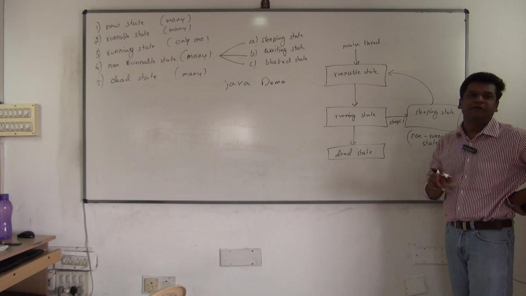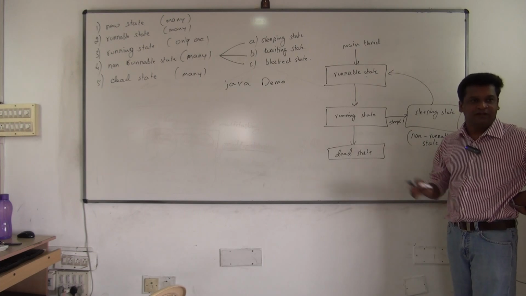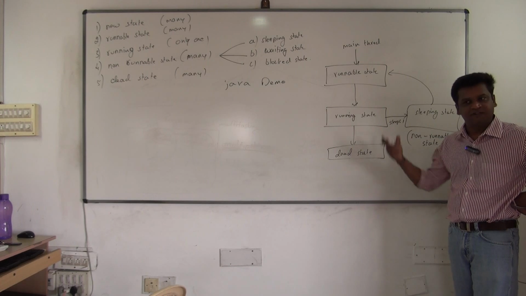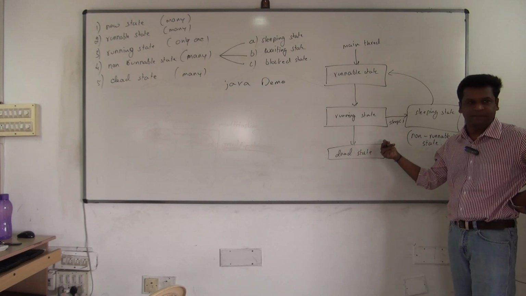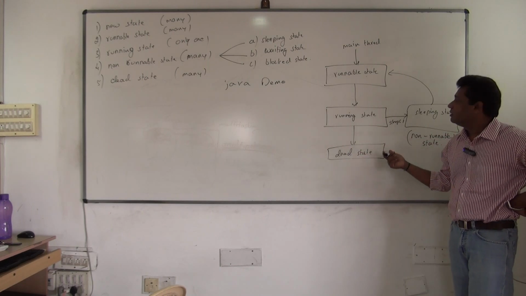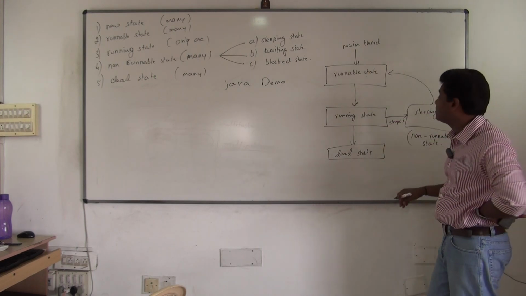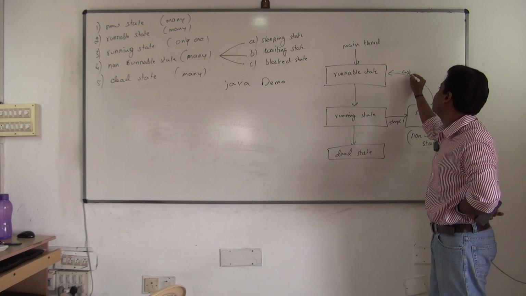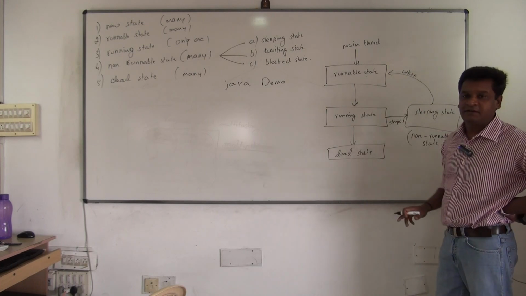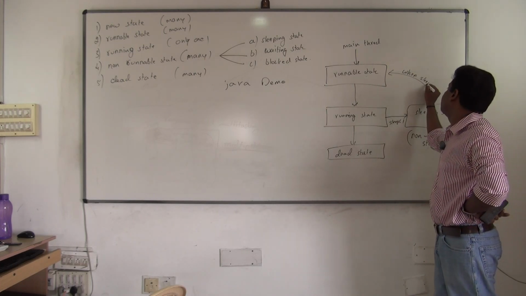So this diagram is very, very important for you to understand. This diagram will still increase more. The first diagram you saw, this is the second diagram. Understood? The next diagram which I show you will have all the states. That time you will understand still more clearly. So when will it come from sleeping state to runnable state? When sleeping time is over.